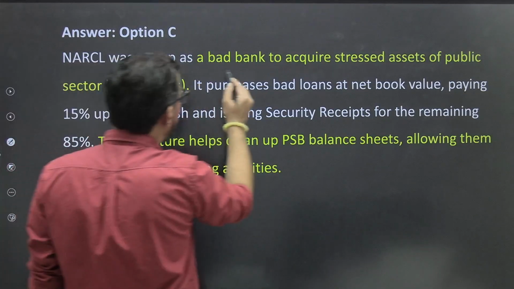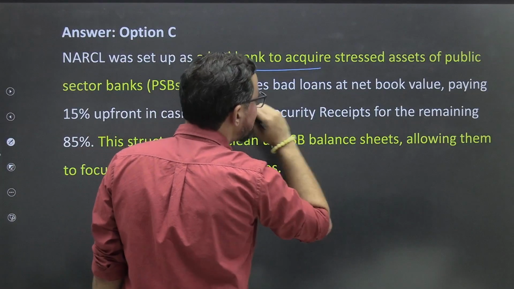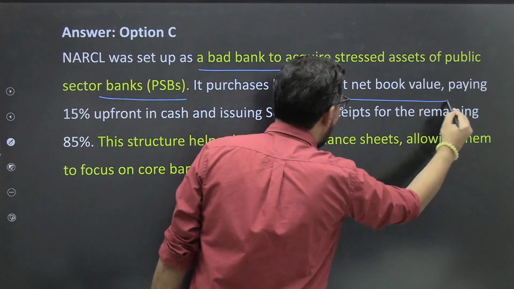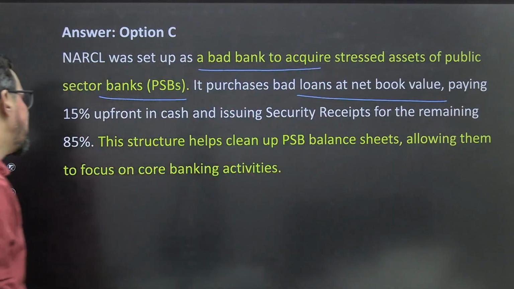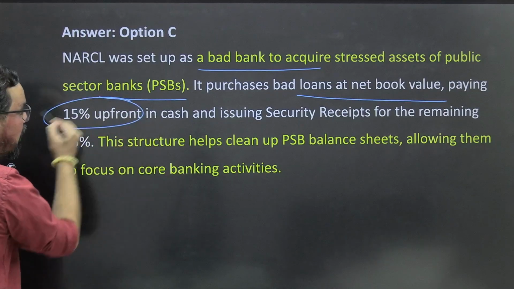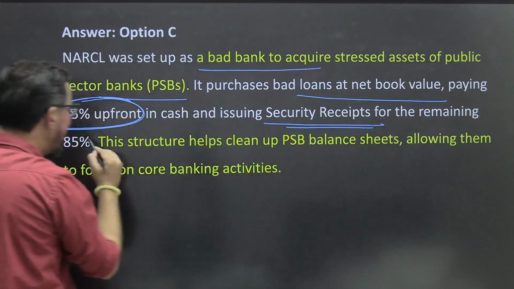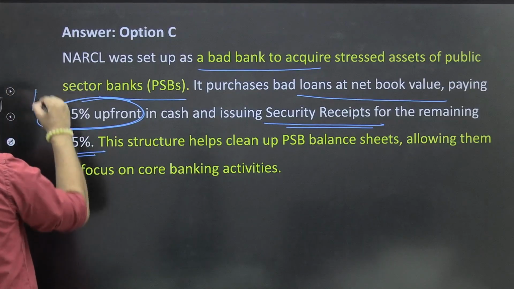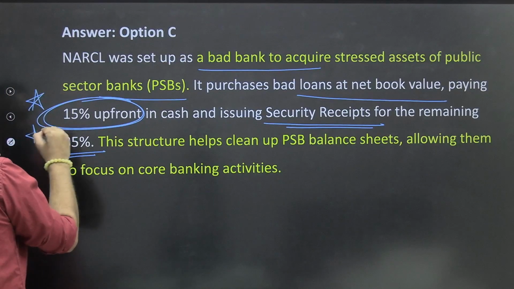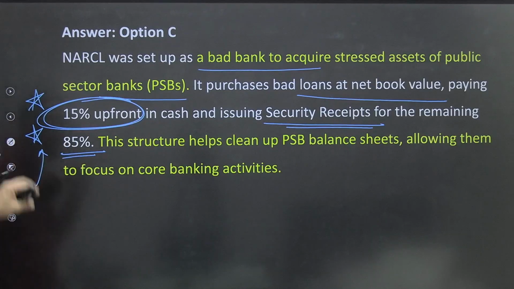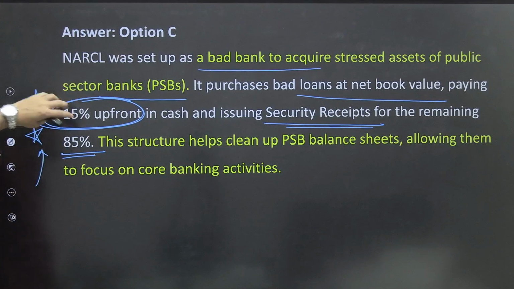NARCL was set up as a bad bank to acquire stressed assets of public sector banks. It purchases loans at net book value, paying 15% upfront in cash and issuing security receipts for the remaining 85%. This statement is very, very important. ठीक है, सो मेरा सभी से गुजारिश होगा कि आप प्लीज इसको ध्यान रखिएगा. ठीक है, maximum time you will see the question based on this particular line.